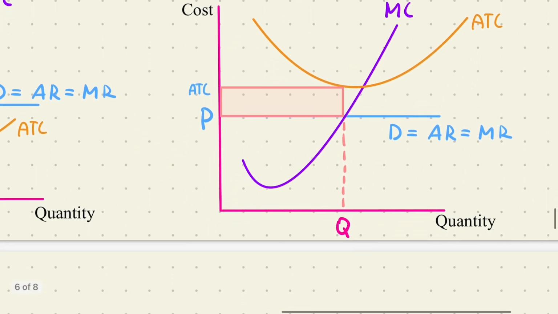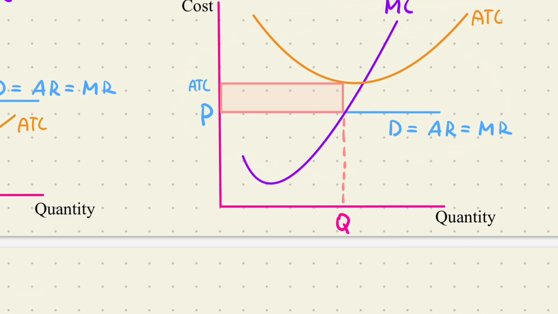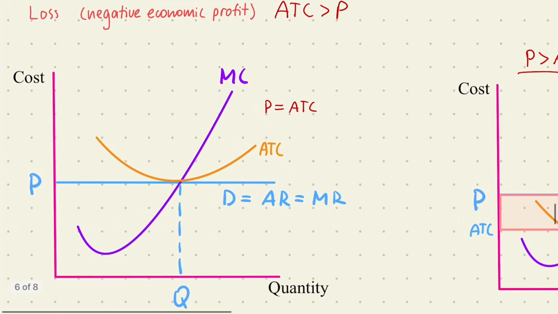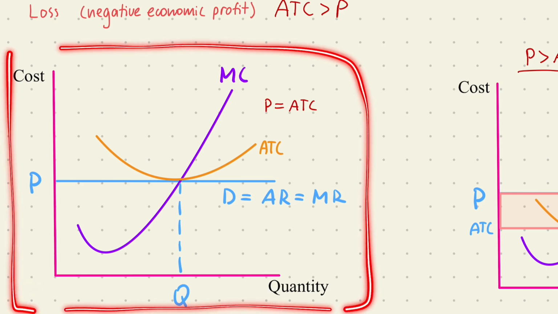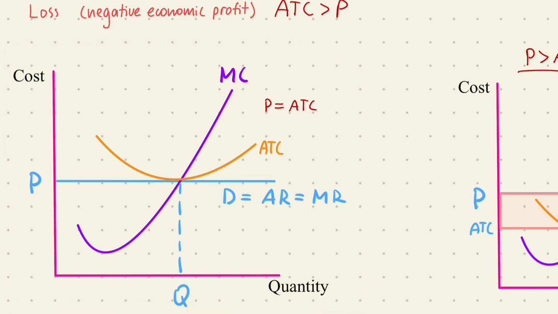Oftentimes students see this graph and think this is an abnormal profit. I know I was guilty of this as well, but it's very important that you understand that when this rectangular box is above the market price, we're making an abnormal loss. Or we're making a loss, which is a negative economic profit. Next, we're going to look at long run situations, and you're going to see that in the long run, this is the only possible market situation for firms.